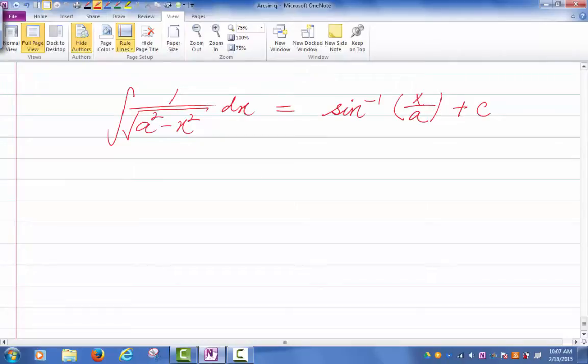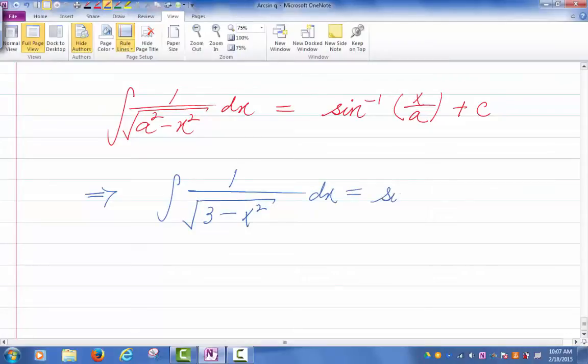Now from this, can someone tell me what it implies for the integral of 1 over root of 3 minus x squared? What will that be? Sine inverse of x over root 3, plus a c. Now the formula in red, how would you derive that? A is a fixed number there, so you're going to do a u substitution, right? What did you pick for u? What would be u?